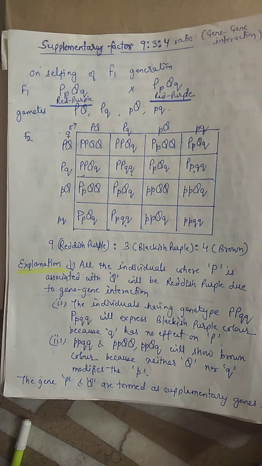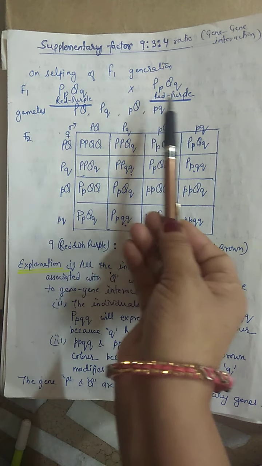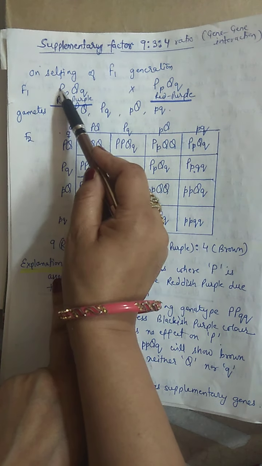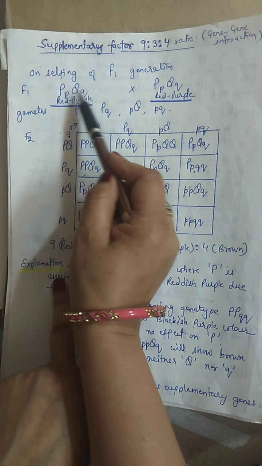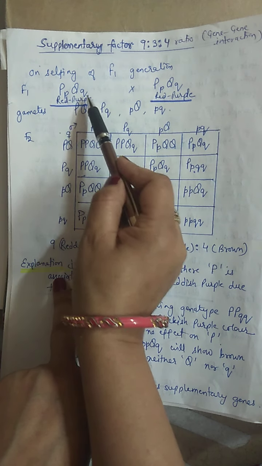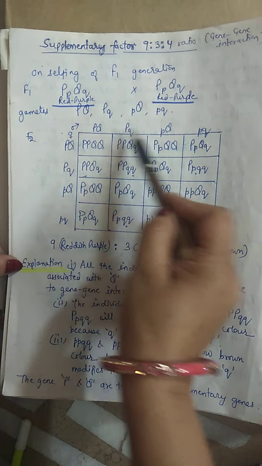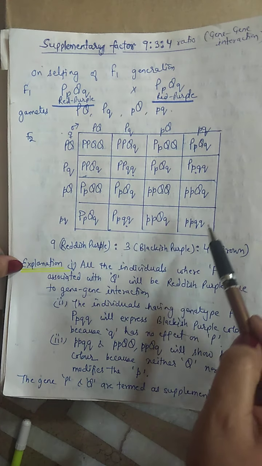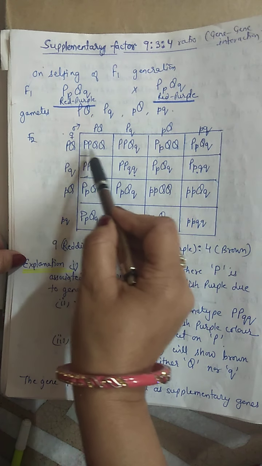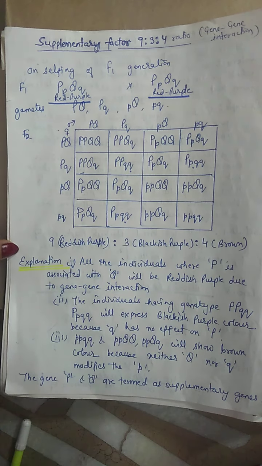On selfing of the F1 generation, which we got reddish purple, we form the gametes. The gamete formation will be PQ, P with small q, small p with Q, and small p with small q respectively. Now arrange these gametes as male and female on a checkerboard and make pairs vertically and horizontally. In this way, we will get 16 individuals in this checkerboard.